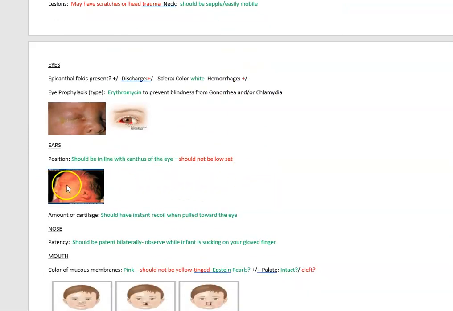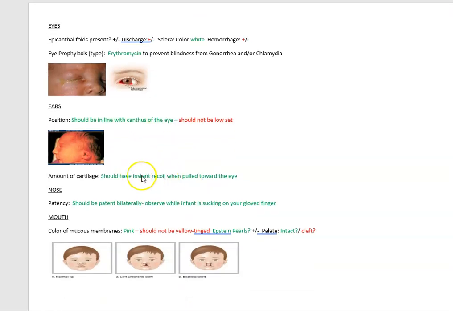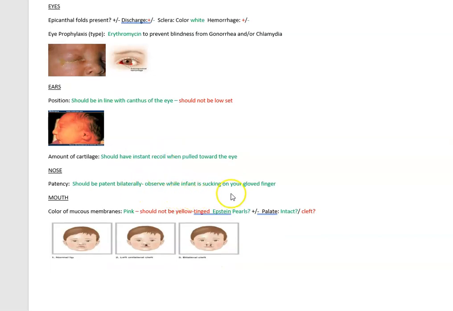Ears should be in line with the external canthus. So here's the outer canthus. The ears should be way up here, and you can see this baby has low set ears, which can tell us there could be phases or some type of congenital abnormality. When we take the ears and pull them back, they should readily recoil, as you saw on the Ballard score.